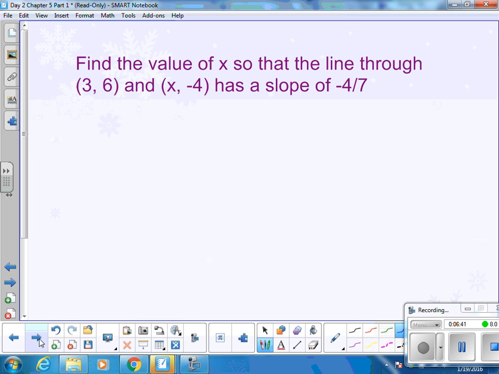Find the value of x. So the line goes through that point and the second point and has a slope of -4/7. Why don't you press pause, play through it, and see how you do.